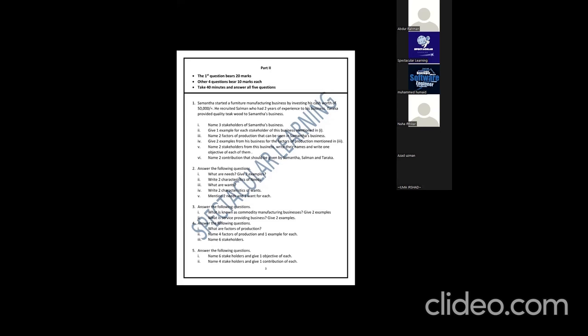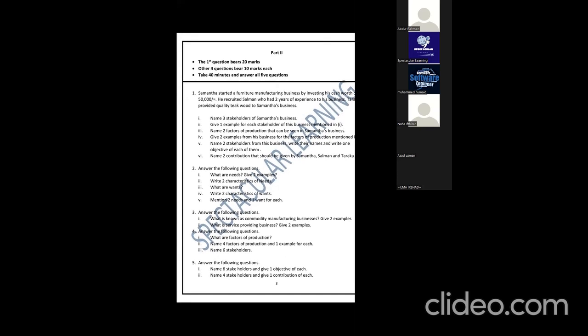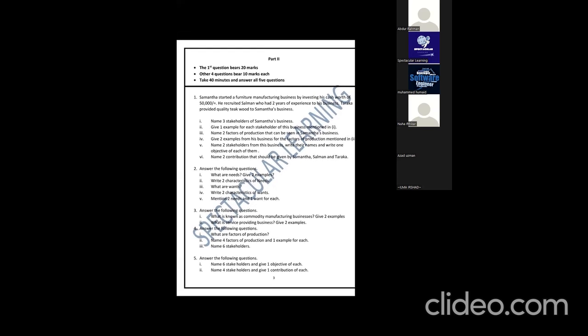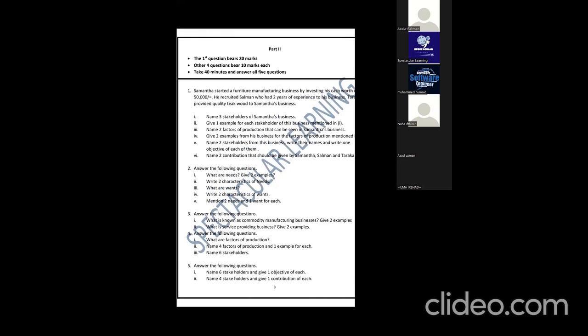Okay, good. Then the 5th one, the last question. Name 6 stakeholders and give one objective for each. Can someone tell verbally? Owner, earning a sufficient profit. Okay. Growth of business. Yeah, one is enough. You can name one stakeholder and one objective. Manager. Manager, what's the objective? Taking decisions. Yeah, taking decisions. Then suppliers.